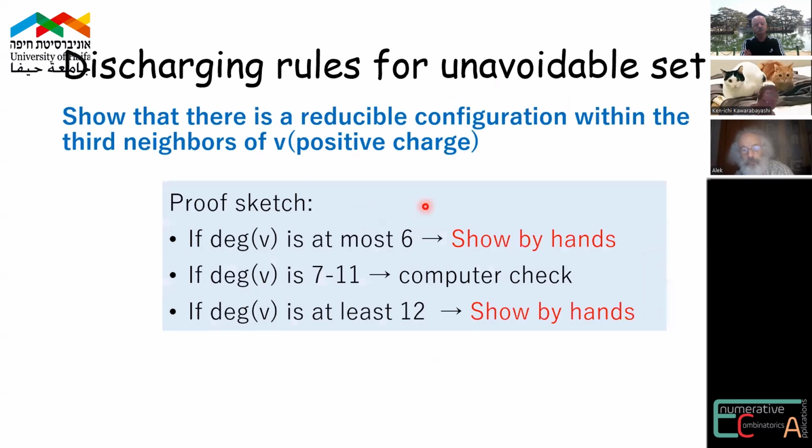By the way, this discharging rule is not really that hard, in the sense that you can do it by hand if the degree is 6 or at least 12. For degrees 7 to 11, you have to do the computer check. But this, I think you can actually write down if you want. If you're allowed to write 50 pages or something like that, you can write down everything. But still, it's much better to use computers from my perspective, because computers never make a mistake.